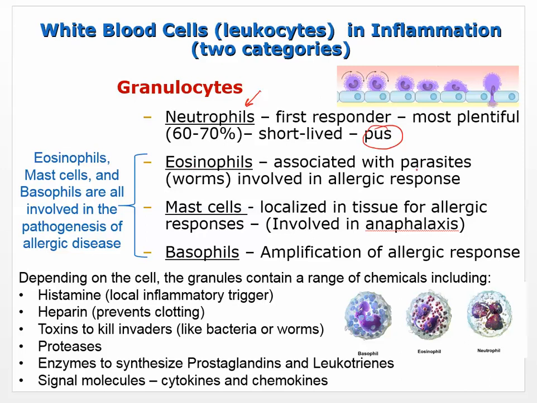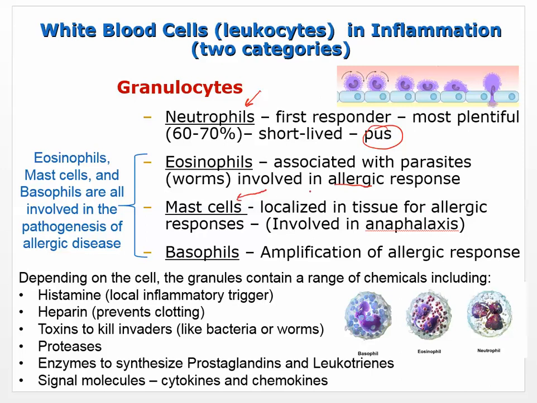Eosinophils are associated with parasites. Okay, so worms, that's what I think of. I think eosinophils, I think worms, right? They're involved in the allergic response, so this also has an allergic reaction. And in fact, I have this little note over here: eosinophils, mast cells, and basophils are all involved in the pathogenesis of allergic disease. So all of these can be increased as part of an allergic response, and can trigger an allergic response. We'll talk about hypersensitivities later. So eosinophils are associated with parasites and involved in the allergic response. Mast cells are localized in tissues, and these are really specific.